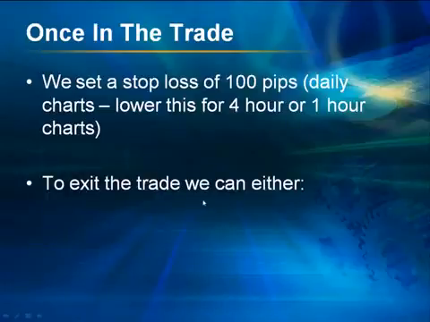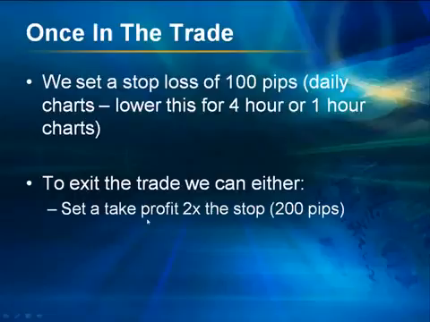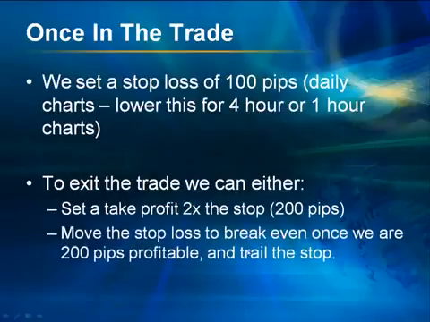And we can exit the trade in one of two ways. We can either set a take profit to 2 times the stop, so if we were trading the daily charts we would set it to 200 pips. Or we can move the stop loss to the break-even point once we are 200 pips profitable and trail the stop at 200 pips. When you're starting out, again, the 2 times the stop method is the simplest way to do it. As you gain more experience, you might want to trail your stop. It can help you gain more profits.